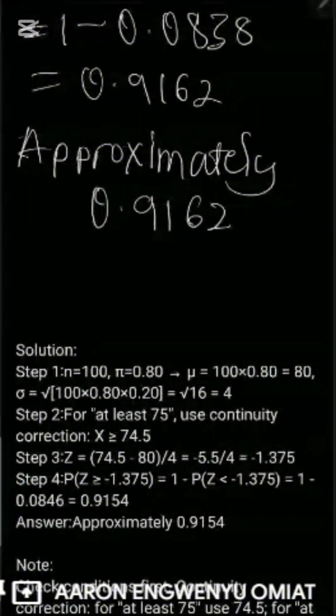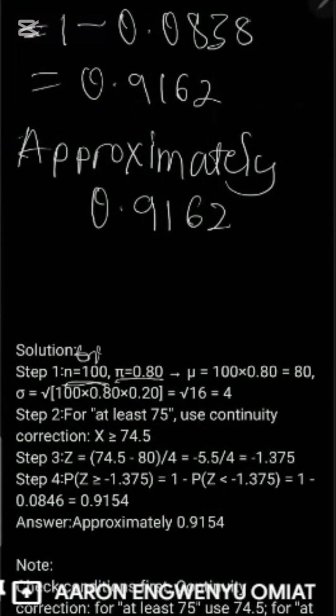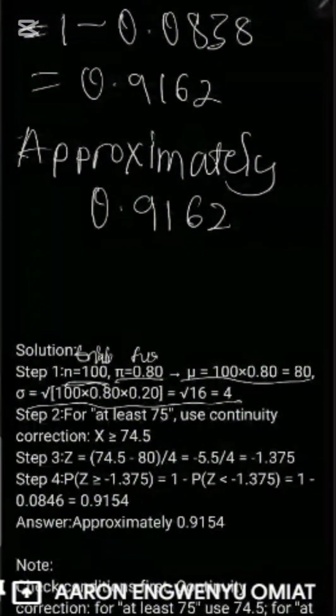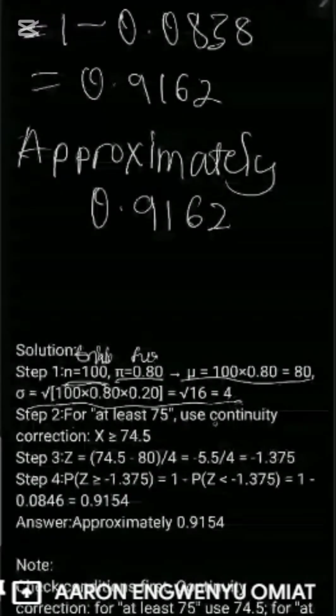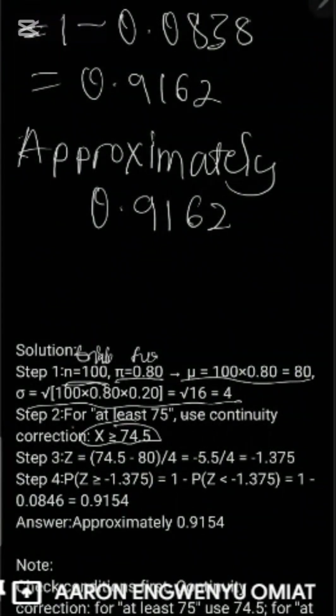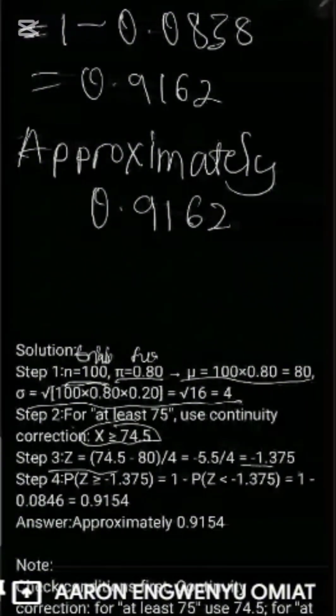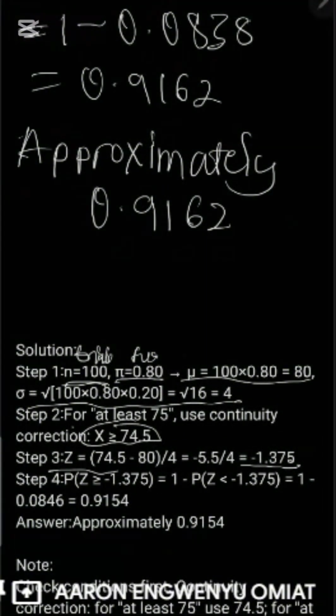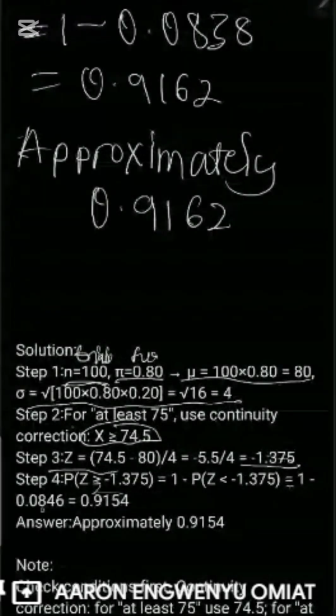0.9162. So the first step, we summarize the question: trials, successes, and then we got the mean. Then we also got the standard deviation, and for at least, to use the continuity correction, we ended up with 74.5. And after standardizing 74.5, we ended up with negative 1.375. And we knew since we're using greater than, we subtract from 1. So 1 minus less than this, which gave us this.